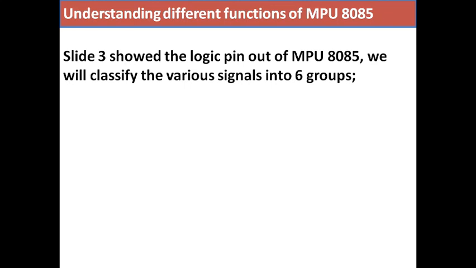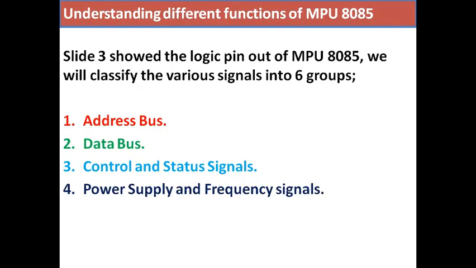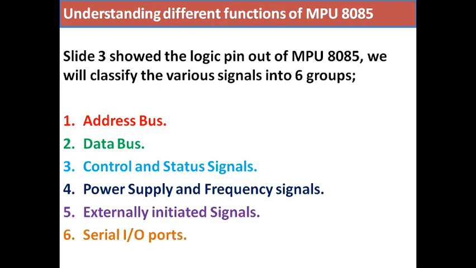Okay, we will classify those various signals basically into 6 groups. The groups would be address bus, data bus, control and status signals, power supply and frequency signals, externally initiated signals, and serial I/O ports. So we will be classifying these various signals into these 6 groups.